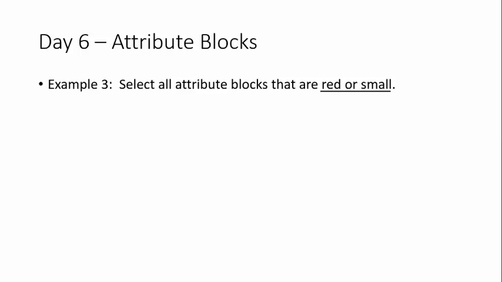Here's another example. Select all attribute blocks that are red or small. Remember what we said about the OR statement in mathematics. You will want all attribute blocks that are red. You will want all attribute blocks that are small. And you want to be sure that you get the small red ones as well.